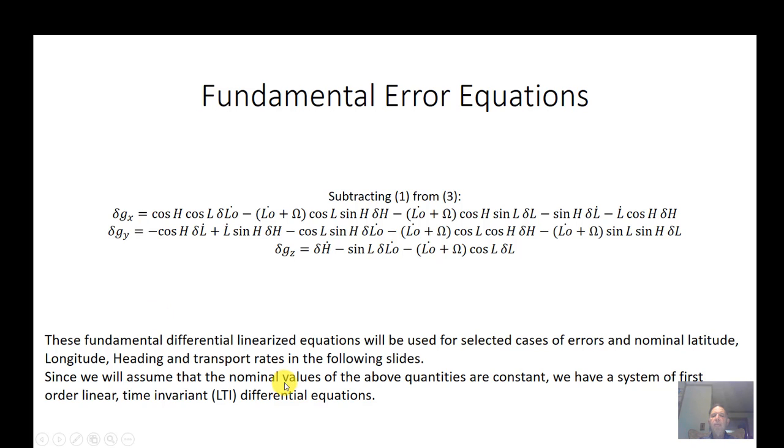Since we will assume the nominal values of the above quantities, we have a system of first order linear time invariant differential equations. These 3 equations can be solved in a closed form solution, which we will subsequently do.